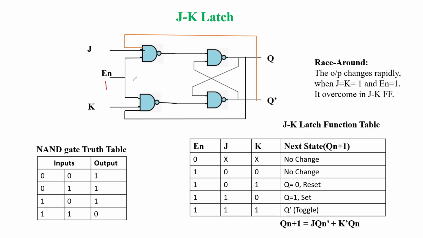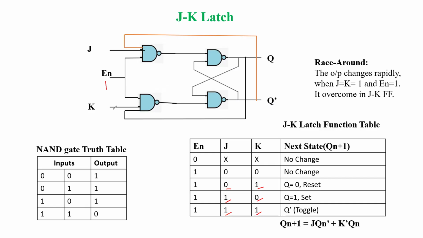For the remaining operations, when we have J equal to 0 and K equal to 1, it is the same as the SR latch. And when we have J equal to 1 and K equal to 0, again it behaves the same as the SR latch. Only when J and K are both equal to 1, in the case of SR latch, when S and R are both equal to 1, there we have an indeterminate state. But here we overcome this, so that we are going to get the toggle output.